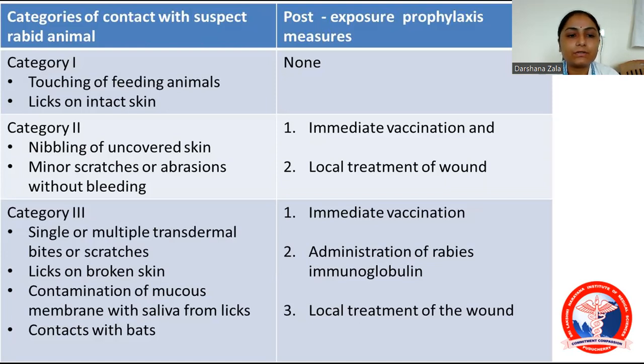If you have a patient with single or multiple transdermal bites or scratches, licks on broken skin, or contamination of a mucous membrane with saliva from licks or contact with bats, these four, if you have any of the features, it will be labeled as category 3, the most severe form, in which we give vaccination and local treatment of the wound. Additionally, we have to give passive immunization, which is administration of rabies immunoglobulin.